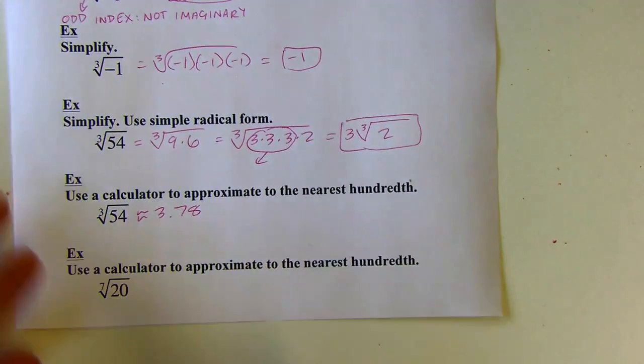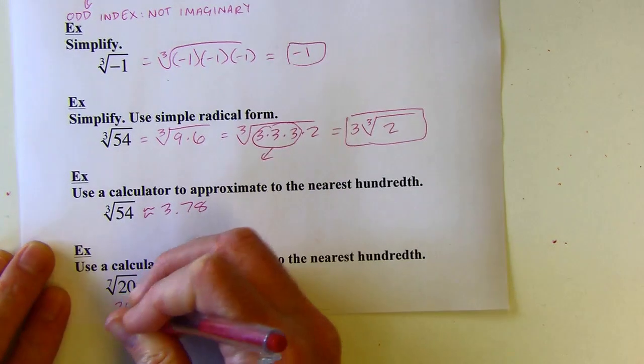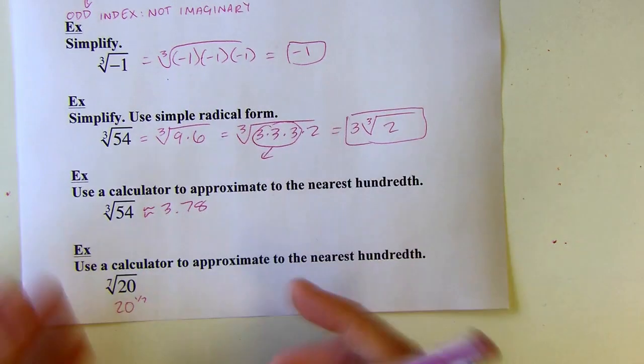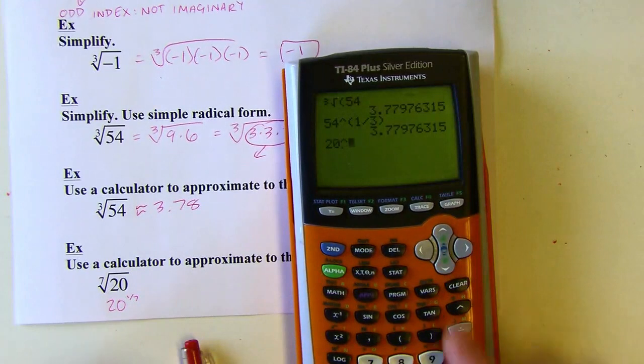Oh, and I gave away this next one then. Use a calculator, approximate this. Well, you could raise this to the 1/7. Okay, that will work. So 20 to the 1/7.